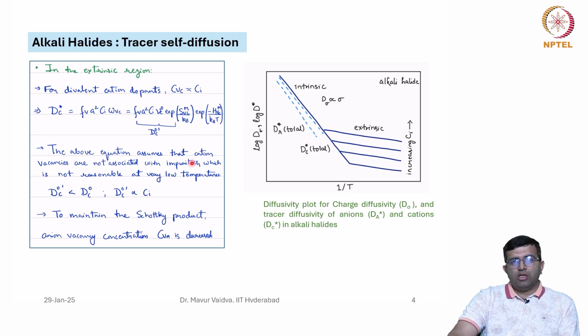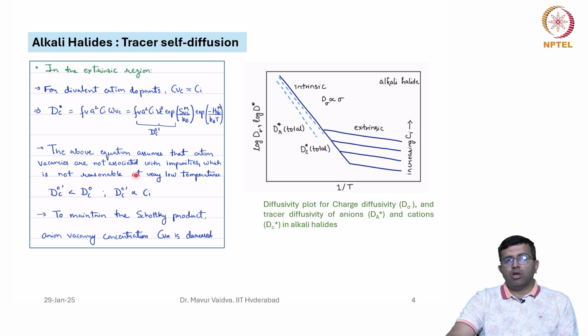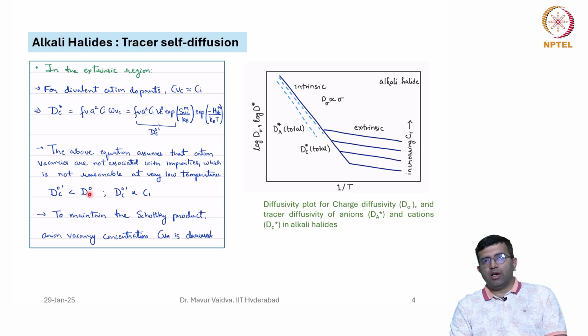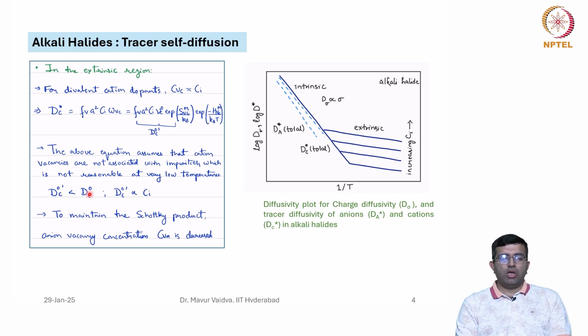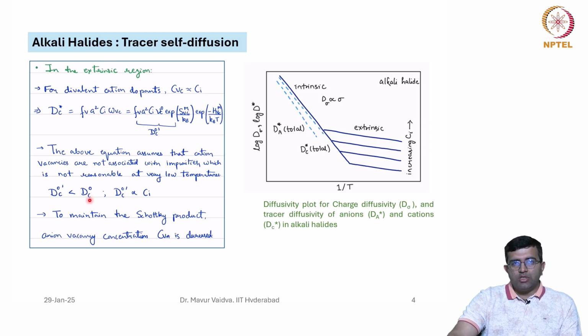This equation assumes that the cation vacancies are not associated with impurity. So, we are neglecting the complex formation, which is not reasonable at very low temperatures. This is fine at higher temperatures, where the vacancy and the impurity can be far apart, but at lower temperatures, formation of complex is more probable. As I indicated, the pre-exponential factor in the extrinsic region is less than the pre-exponential factor in the intrinsic region. So, this is proportional to Ci.